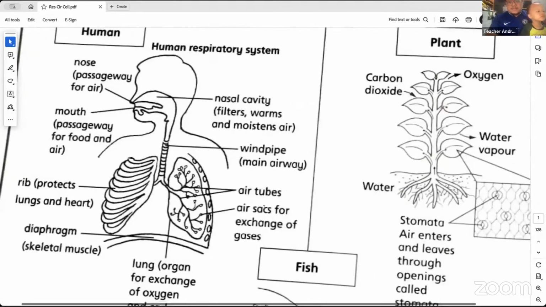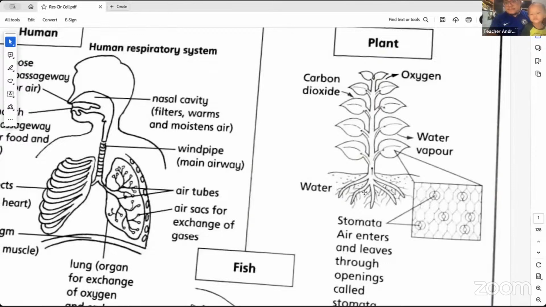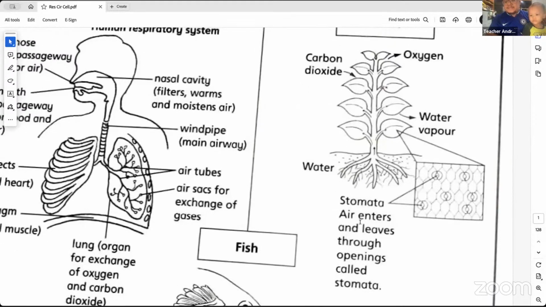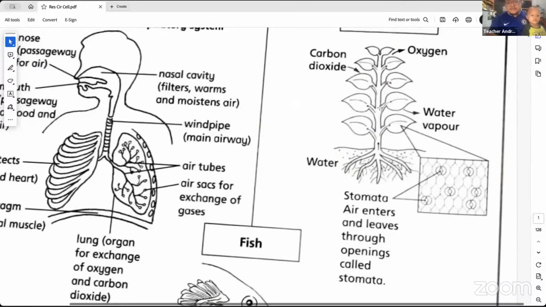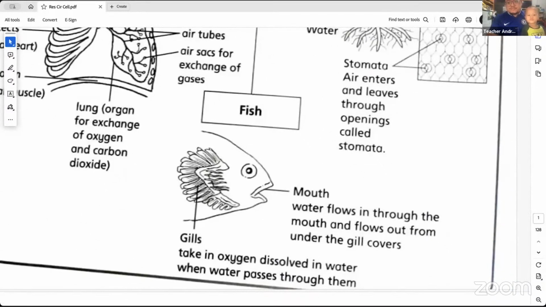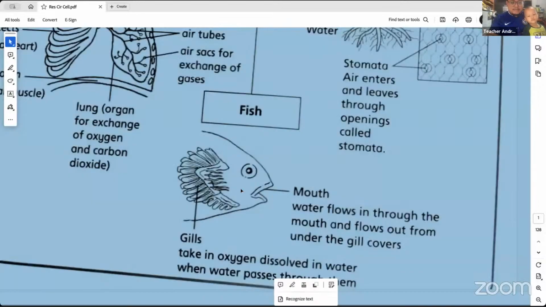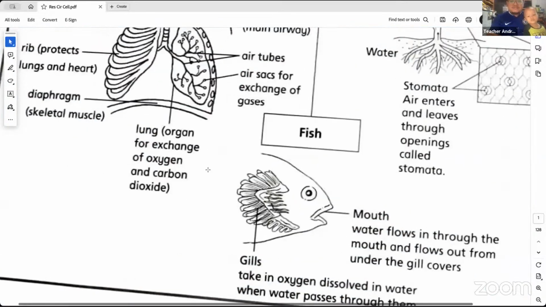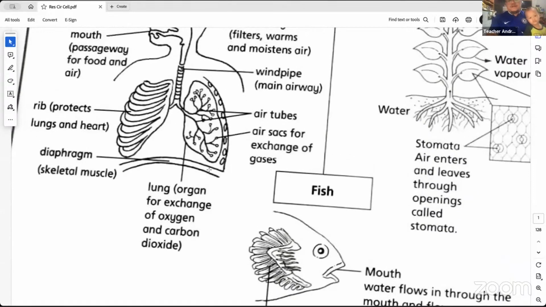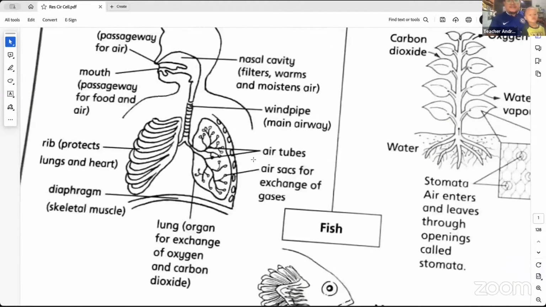All right, next up. For plants, in summary, we have the stomata, whereby the air enters and leaves through the openings called stomata here on the leaves. So oxygen and carbon dioxide are exchanged here. What about the fish? In short, the water will flow in through the mouth and flow out from the gill covers. So water enters here, then it will come out here. So we have three different types of respiratory system: the plant, the fish, and humans.